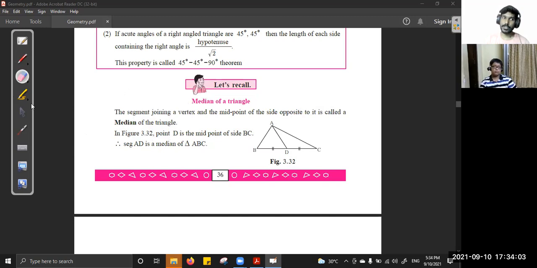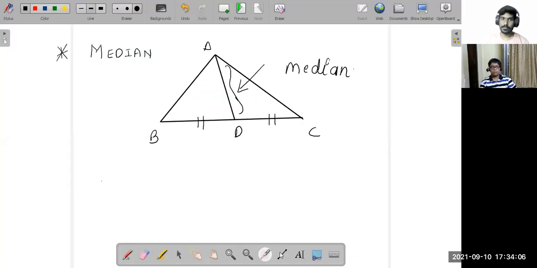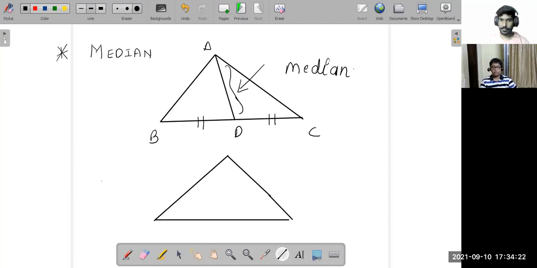Okay. Now, median and altitude. Do you know what is altitude? The height or the perpendicular distance is called as the altitude. So if I draw a perpendicular line from the vertex to the side, this is called as the altitude or height. And this height does not divide this side into two equal parts. This and this need not be equal.